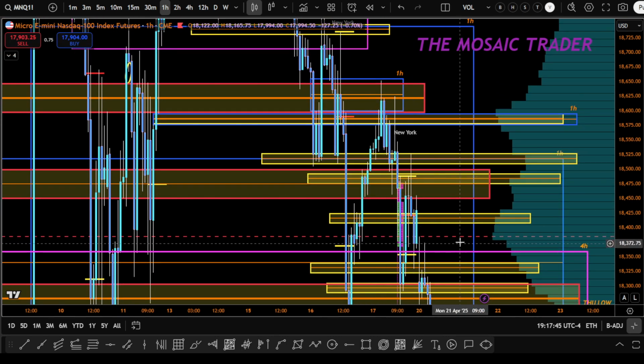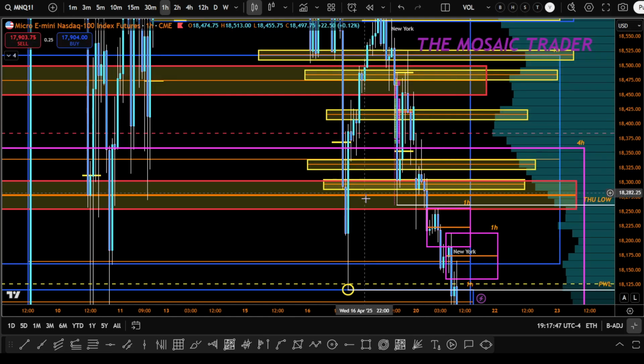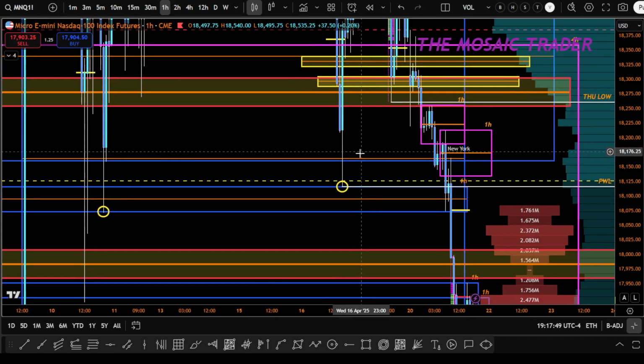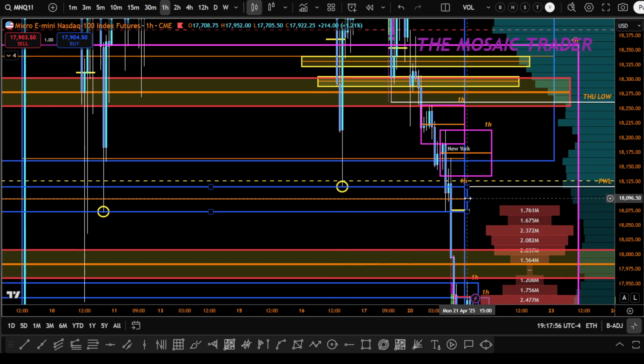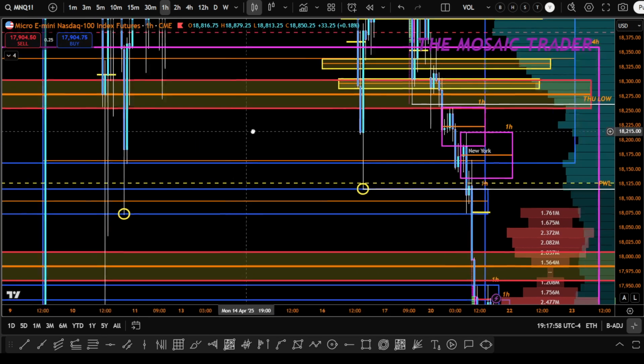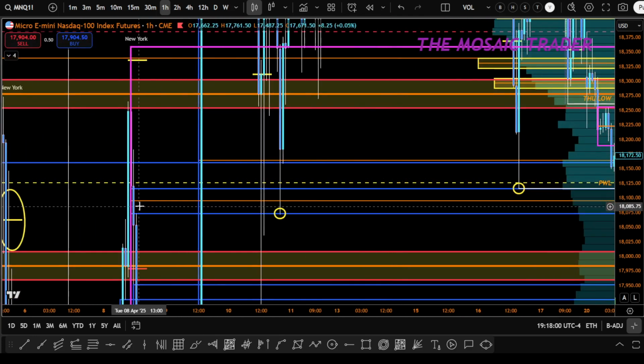Then it came all the way down here to where? Another fair value gap. And this one formed right over here on Tuesday, April 8th.